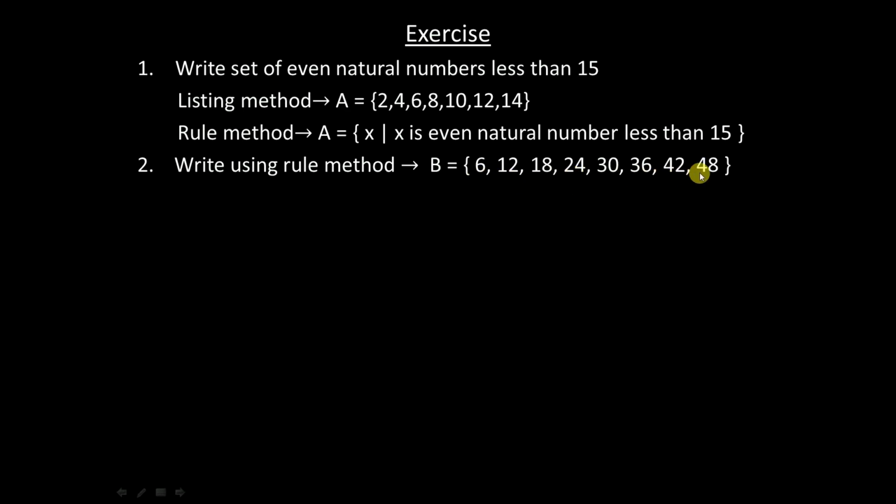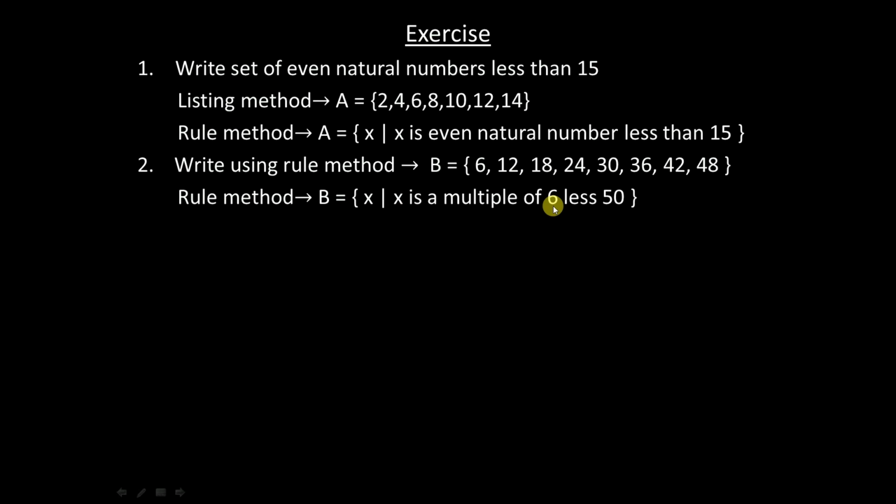So how do we write it using the rule method? That's a very simple one. You can write it, considering the same representation as the name, which is represented by letter B, is equal to curly bracket x such that x is a multiple of 6. Now you know there are infinite multiples of 6.